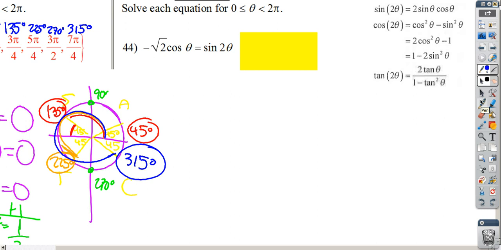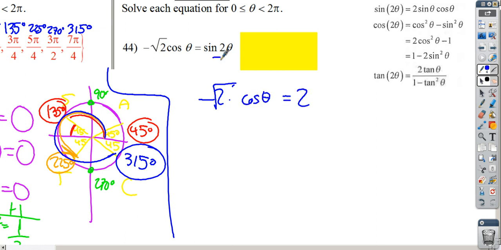Alright, let's do this one right here. So again, this one is easy in terms of the double angle, because we only have one choice for sine. It's supposed to be a radical 2 right there, negative radical 2 cosine theta equals, and then this right here, the identity for that is 2 sine cosine.